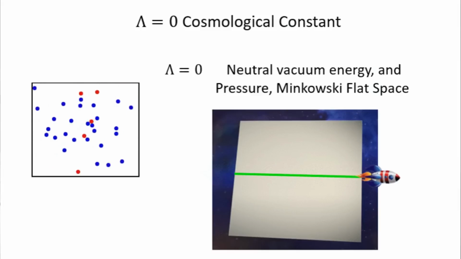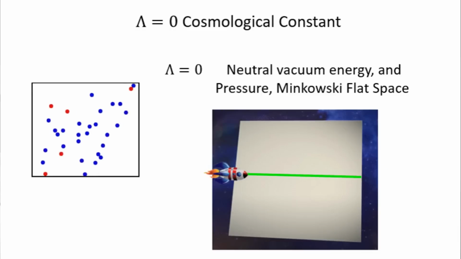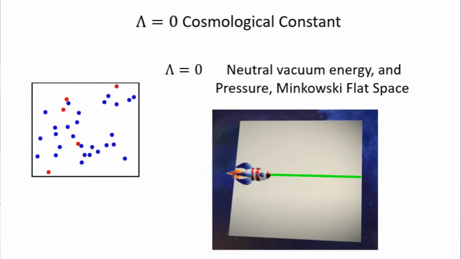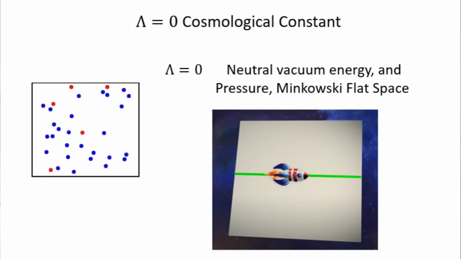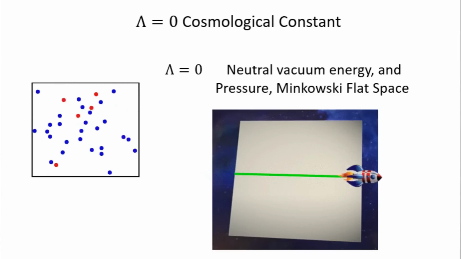Now, if the cosmological constant is 0, we have basically a neutral vacuum state, and the Minkowski space is flat. If we were to zoom across in a straight line in our rocket ship, we would just continue forever and never come back to where we started from. And we can also say that the amount of red and blue particles is about the same, and so the pressure is equalized and neither contracts nor expands.